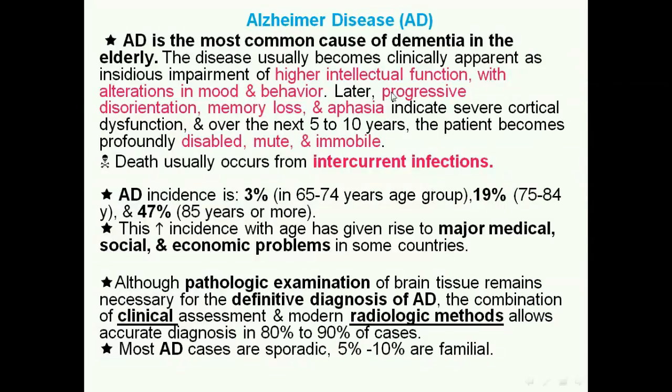Later, what happens is progressive disorientation, memory loss, and aphasia. So memory loss is not one of the first signs that you see in Alzheimer's patients. That's why early diagnosis can be done by clinical and radiologic methods, which we're going to talk about in just a moment. Now, as we said, later there is progressive disorientation, memory loss, and aphasia, which is the inability to speak. These indicate severe cortical dysfunction because the cortical areas are responsible for these functions.